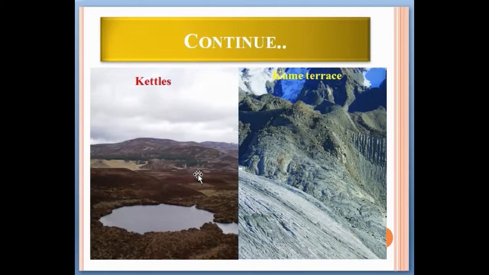Kettles. So kettles are cylindrical hollows formed by melting of ice. As you can see, these are the cylindrical hollows. Kame terraces. So Kame terraces are stratified glacial drift deposited in the form of terraces along the valley walls. As you can see, these are the terraces.